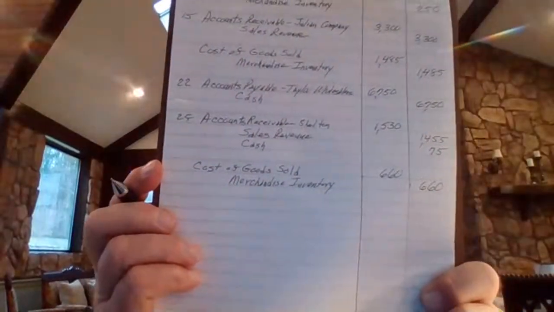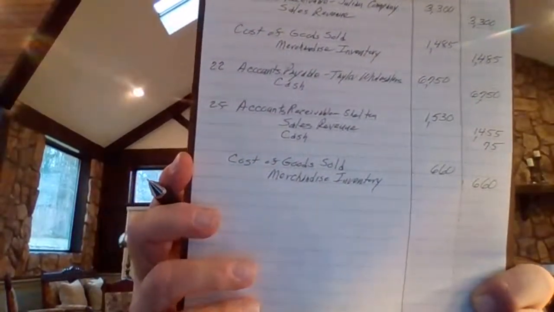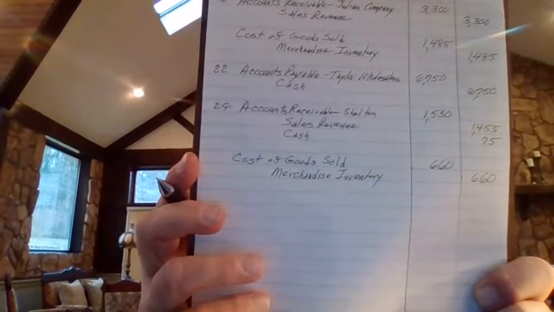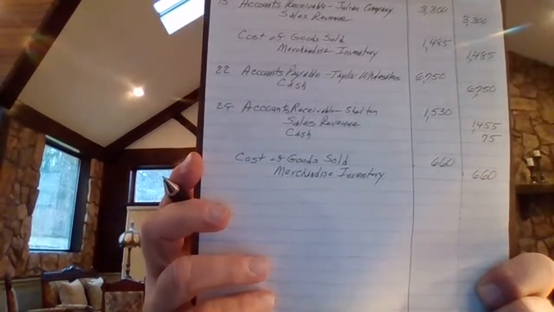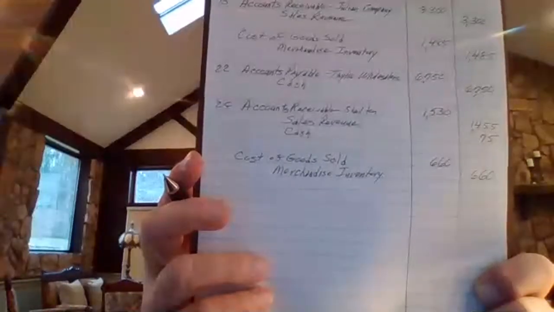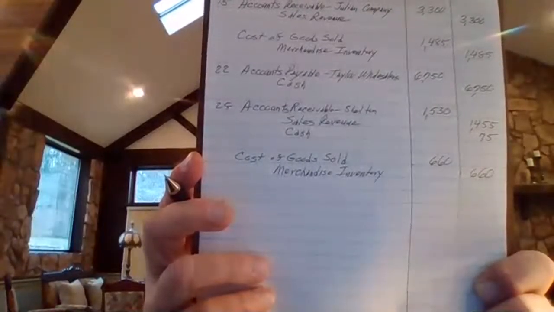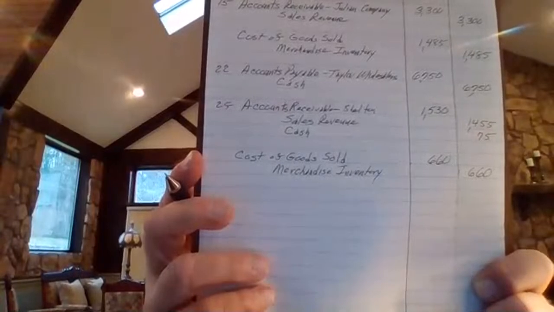Again, keeping in mind that these two entries pertain to the same movement of goods. One is at the retail selling price, the top one where we're recording the sale. The bottom one with the cost of goods sold and the reduction to the merchandise inventory is done at the cost we paid for those items. Okay. One transaction, two different values. Our cost of acquiring that inventory and the retail selling price of that inventory.